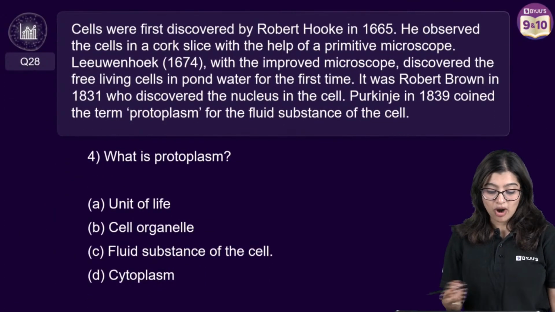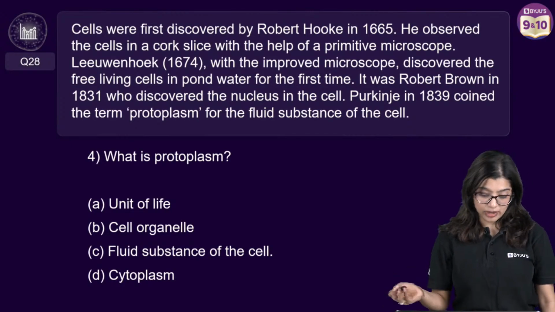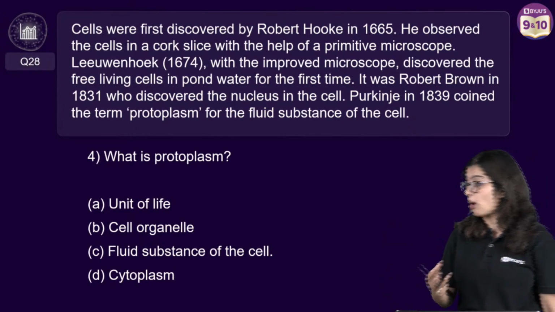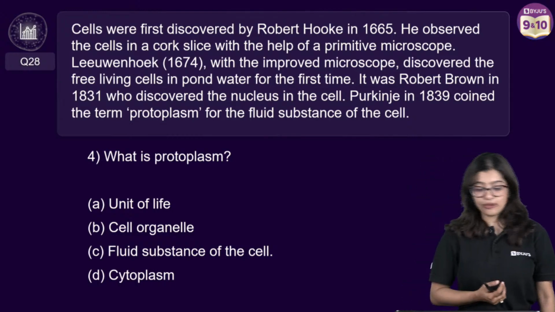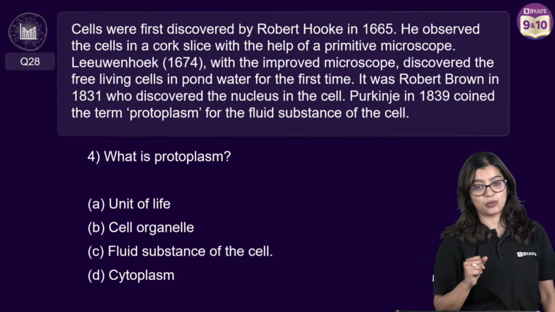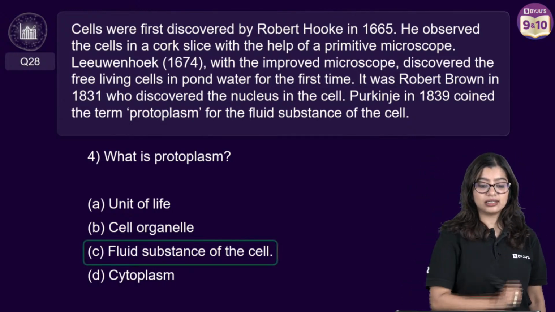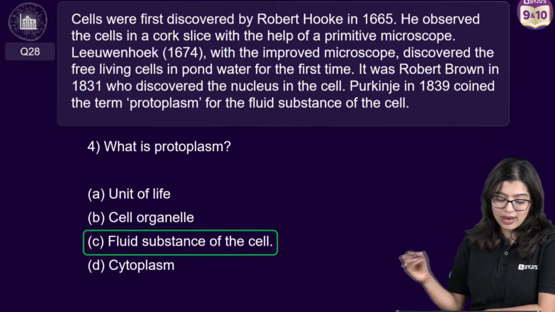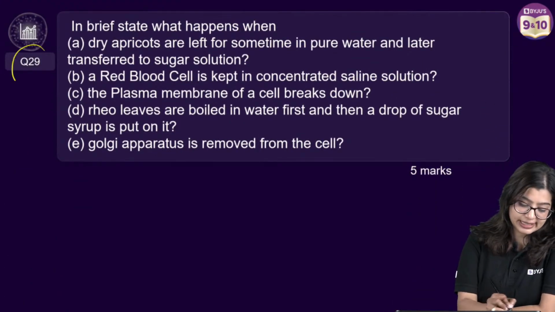So in this case, it is Purkinje. Last bit. What is protoplasm? It is a unit of life. It is a cell organelle. It is the fluid substance or the living components. Yes. And of course, we have cytoplasm as well. So what would be the answer? Easy. It is the fluid substance that is there. Now we will go on to question number 29.